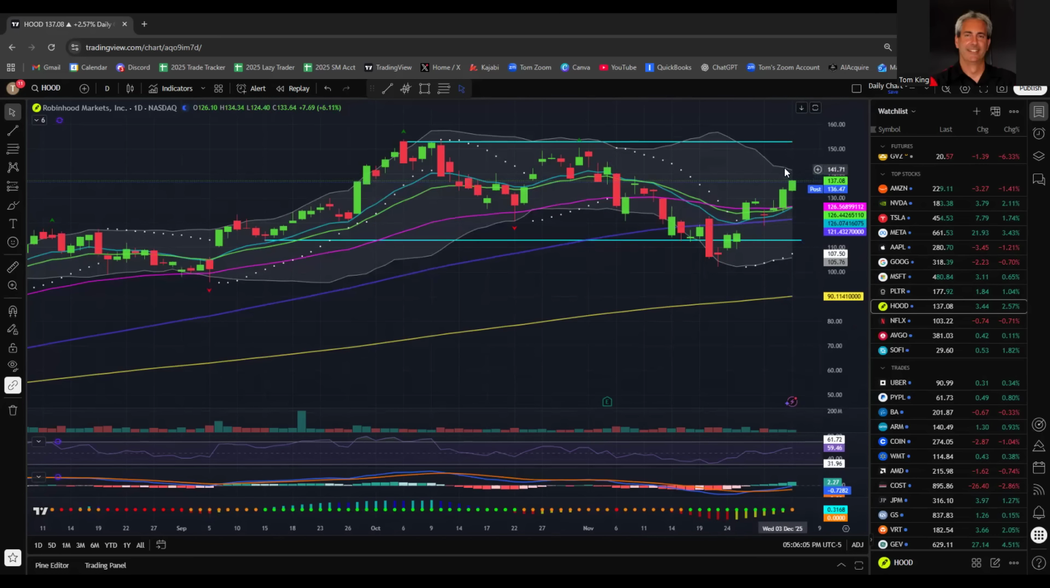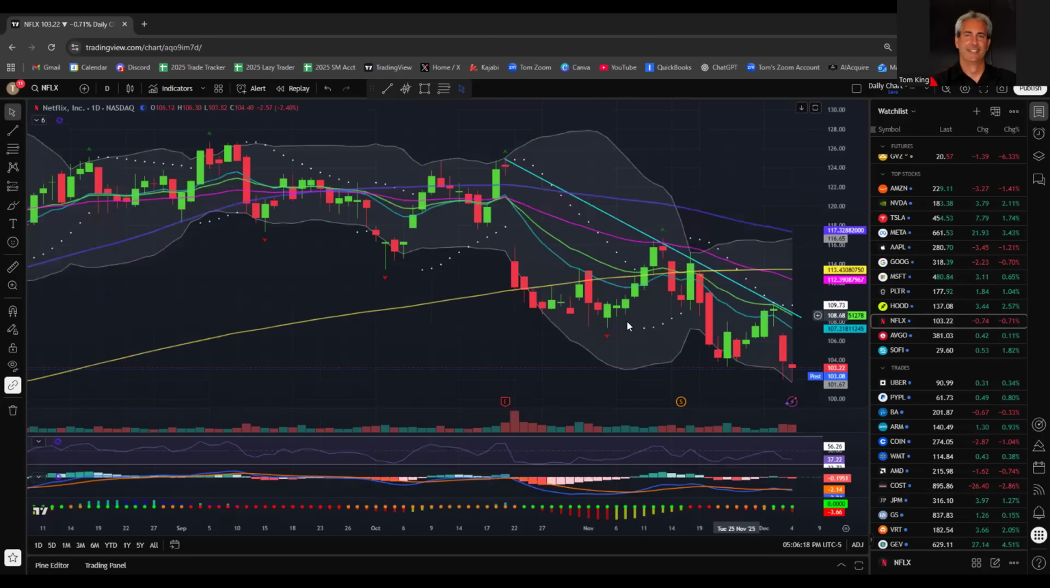It's not too far gone, but it is getting close to this Bollinger Band here. It might bounce, pull back a tad, and then I think we get another run. So I'd give this thing a day or two. Don't get too excited about Hood yet, but I think it's close.